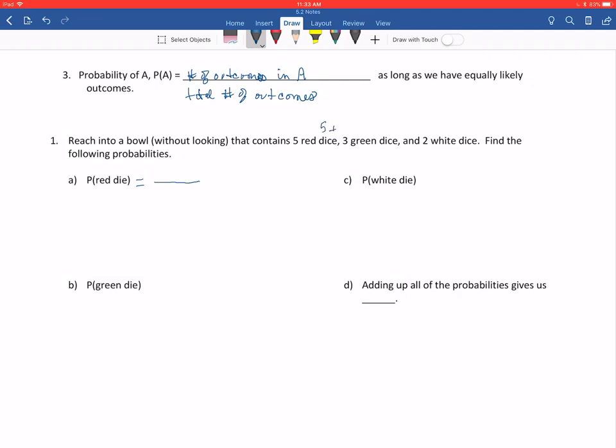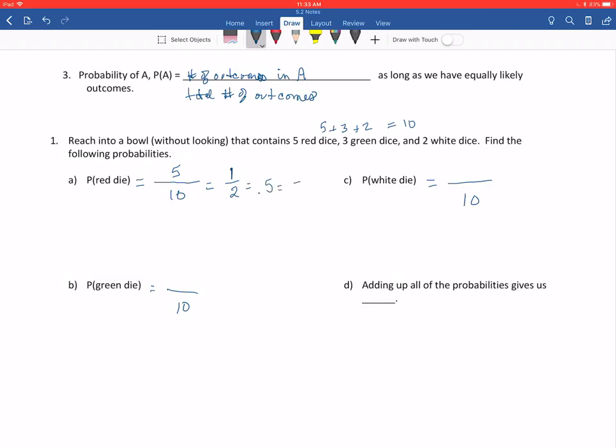A lot of times I like to start with the denominator, the total. So how many total dice do we have to choose from here? We have 5, 3, and 2. So there are 10 total dice. So that's going to be my denominator in all cases. And then I just need to put on top in the numerator the specific number of outcomes that fit this criteria. So if I ask for the probability of choosing a red die, well, there are 5 of them. So 5 out of the 10 would reduce to a half.